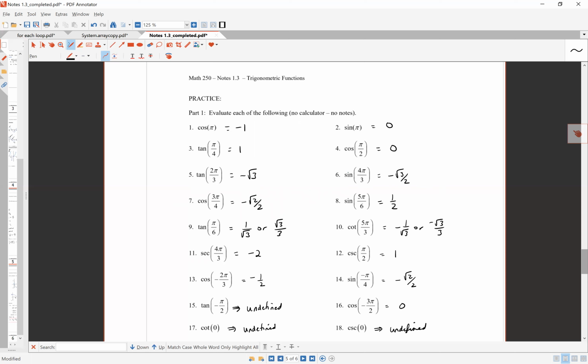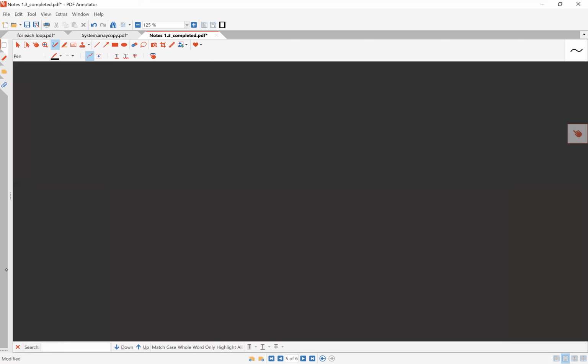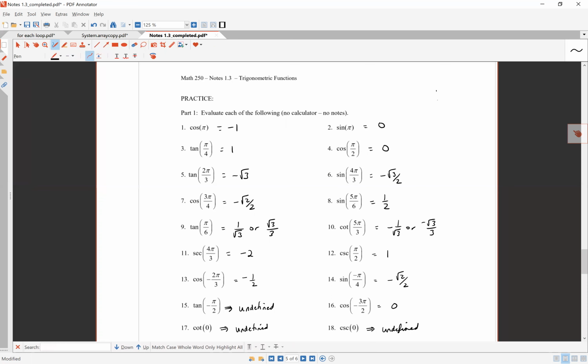So let's see here. Maybe let's try sine of 4 pi over 3. Remember, sine is the second coordinate. Sometimes this PDF annotator has a little bit of a hard time here. Sorry, students. So here's your pi over 3.